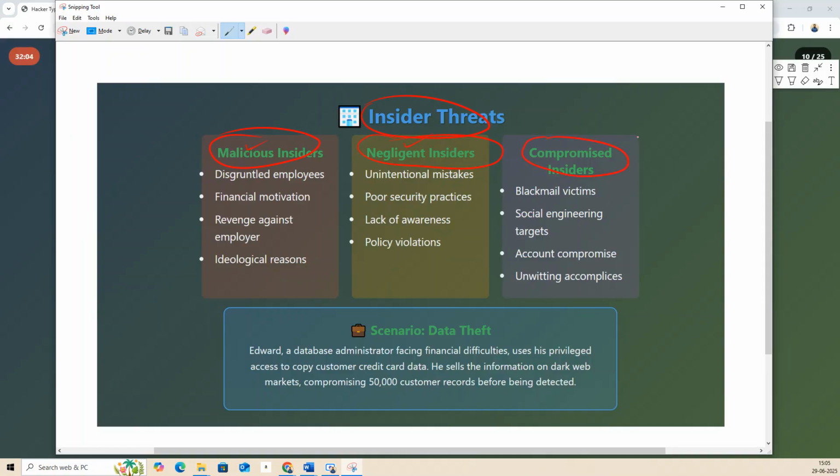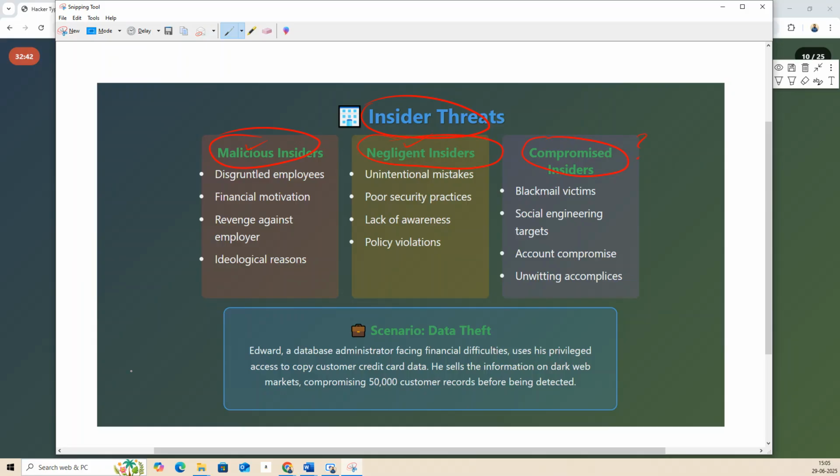Then we have compromised insiders. Who are these compromised insiders? They are not actually a threat actor. Compromised insiders are victims themselves. They are being blackmailed into malicious actions. They have fallen victim to social engineering and don't realize they are being manipulated. Their accounts have been compromised and attackers are using their credentials, or they are unwitting accomplices. They think they are helping a colleague or customer, but they are actually assisting an attacker.